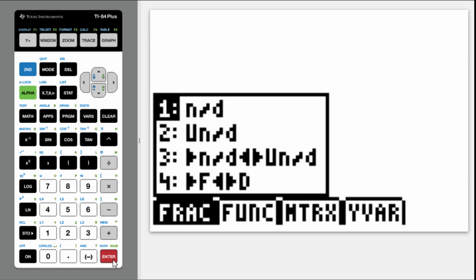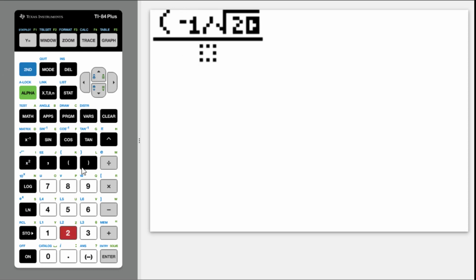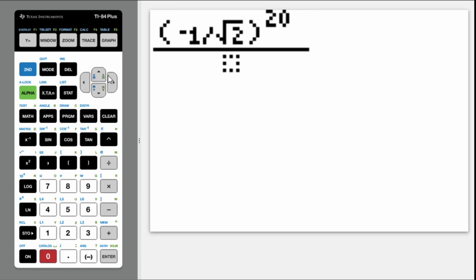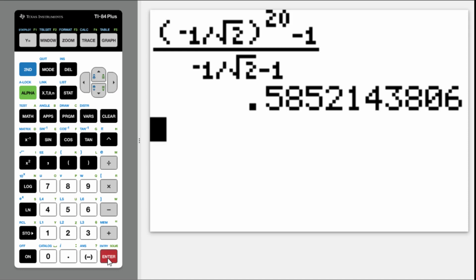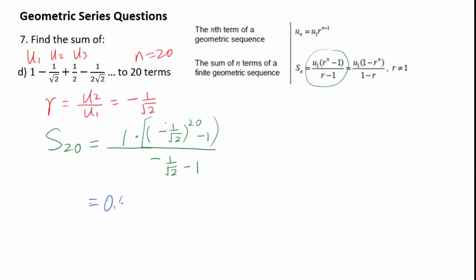Alpha y equals, enter. Parentheses, negative 1 divided by square root of 2. Then parentheses to the 20th power. Then minus 1 over negative 1 divided by square root of 2. Then minus 1. Enter. The answer will be 0.585. 0.585 will be the solution.